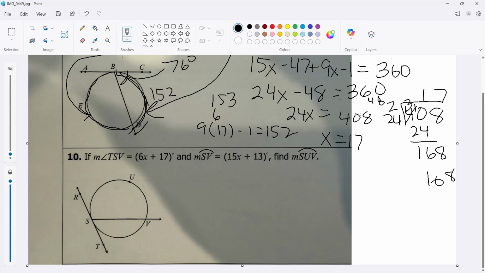Hey, here's another one. Measure angle TSV is 6x plus 17. And measure arc SV is 15x plus 13. Find measure SUV. So I need this whole arc.